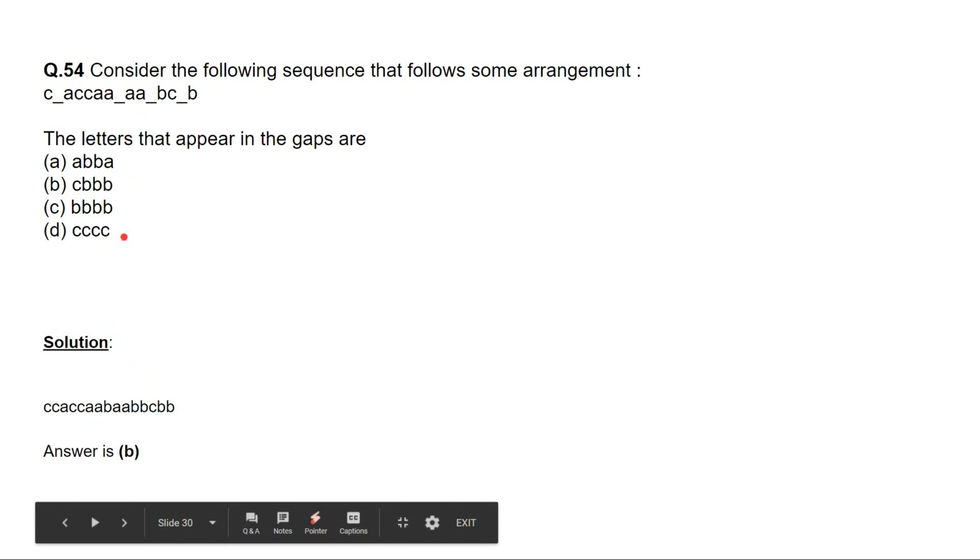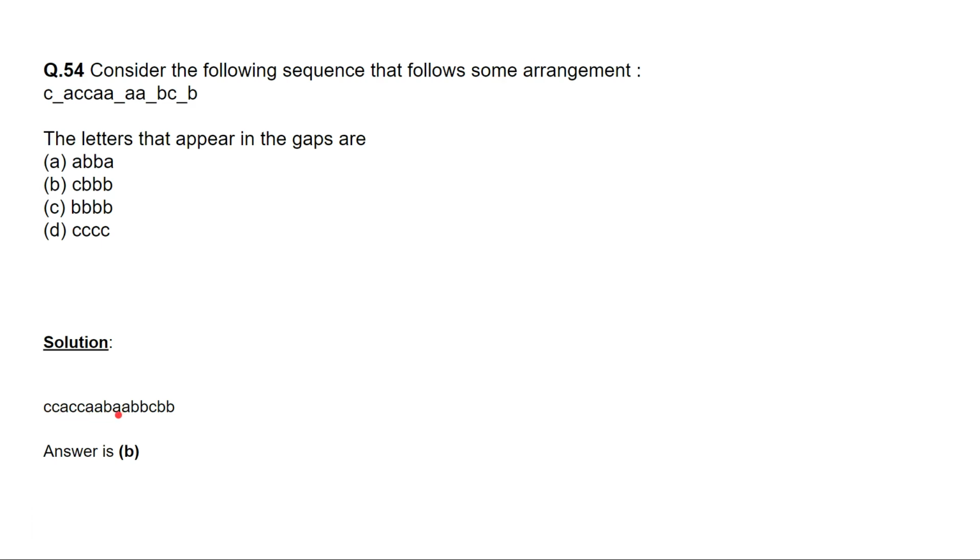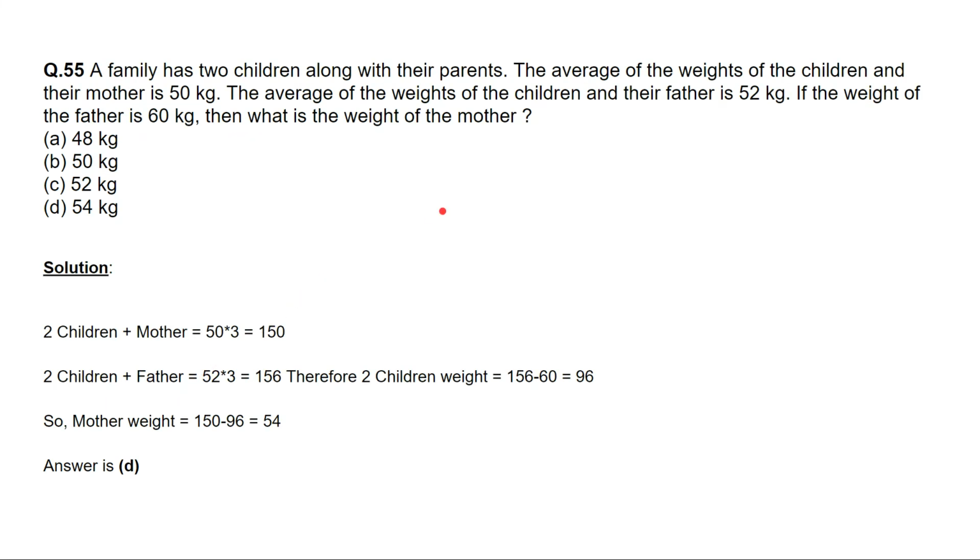Now this is a simple sequence question. You look here, the correct answer is B here. So if you do C two times, then A, then C two times, then you have A two times, B in between, then you have A two times, then B two times, C, then B two times. This is a simple sequence.